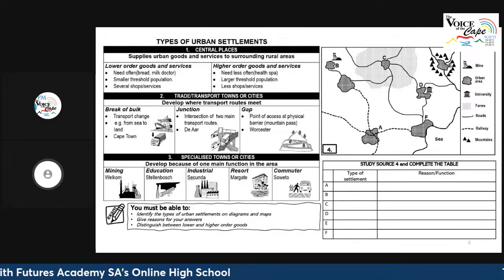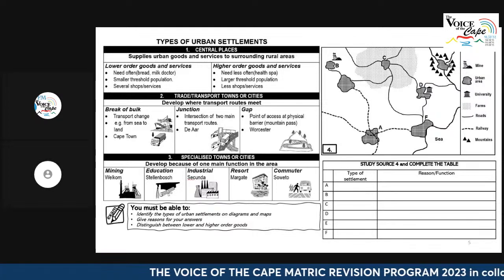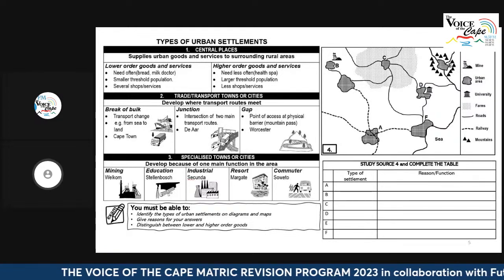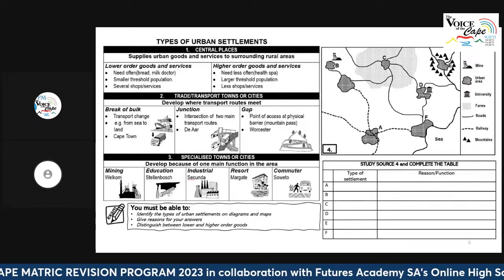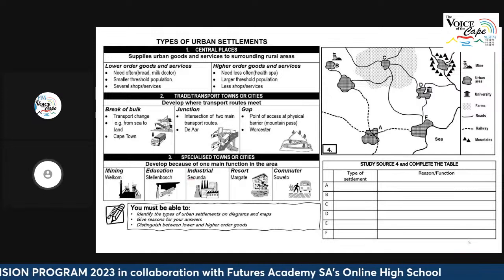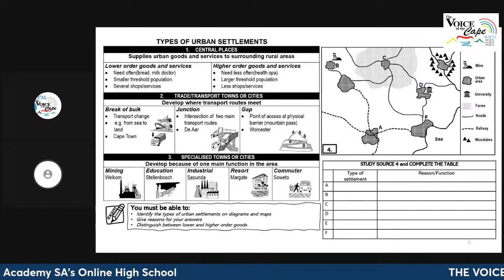Now we move on to urban settlements. In terms of urban settlements, we get three different types of settlements. We get something called central places, which is a central area that supplies goods and services to all the surrounding rural areas. Number two is trade and transport towns, meaning they are specialized towns dealing only with certain trade or transport.